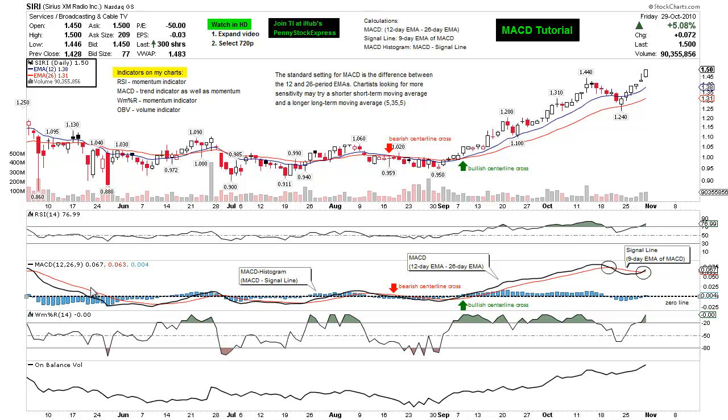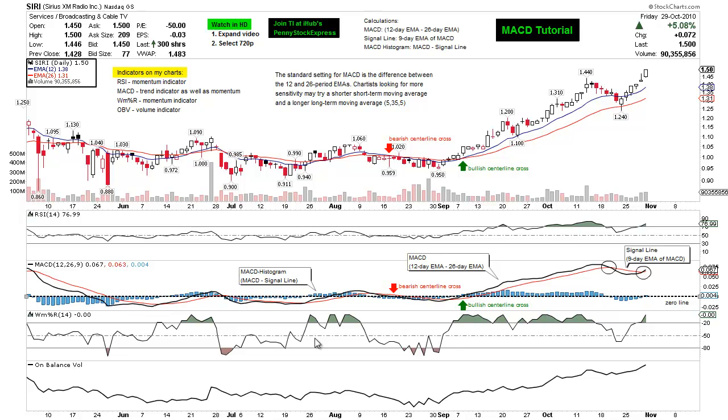The plot of this difference is presented as a histogram, simply making the centerline crossovers and the divergences easier to identify. Now you can kind of see what I'm talking about here because you have a space between your signal line in red and your MACD line in black, and you can see that the bar is exactly the distance between those two lines. As those two lines get closer, the bars get closer. And that's all that is. And again, it helps you identify centerline crossovers and divergences.